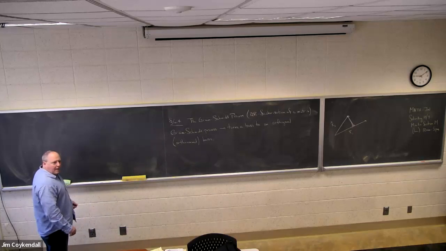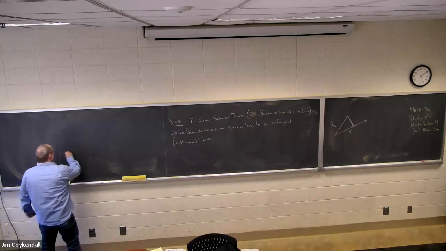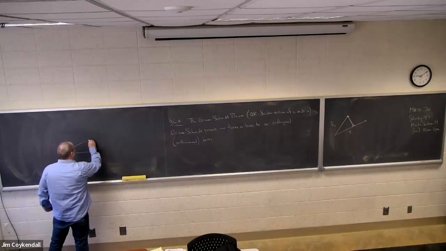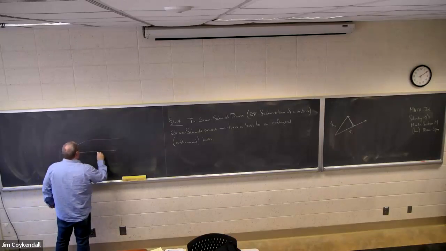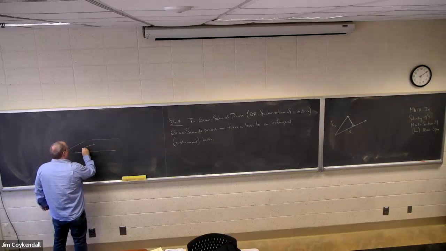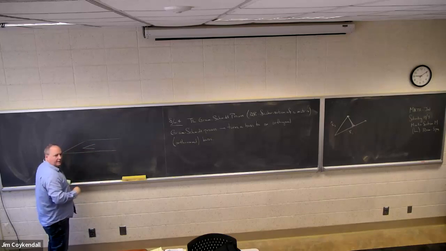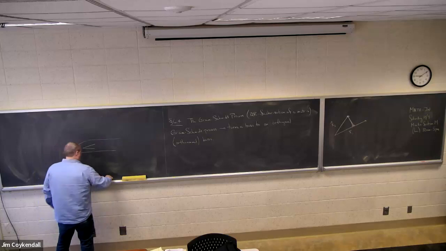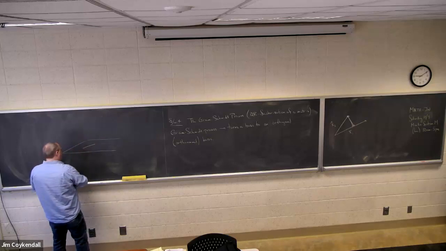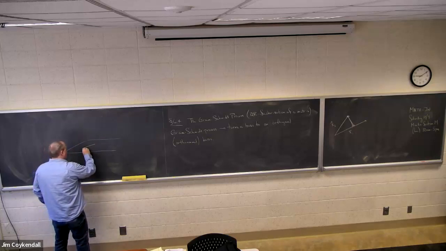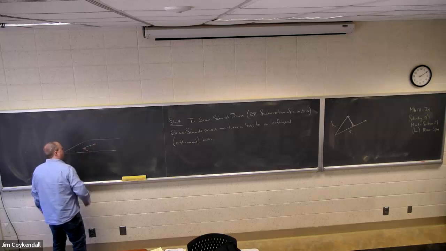Okay, so what about three-dimensional space? Well, suppose I've got this plane here, and suppose I have two vectors here that define this plane. I already know that I can realign things and make these orthogonal, so these are rectangles.